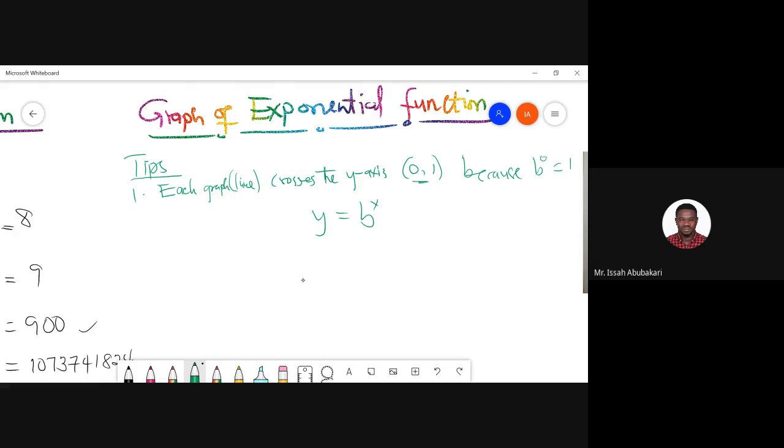If any number to the power 0, then the answer will be 1. So if b exponent 0, the answer is going to be what? 1. The exponent of any number to the 0 is what? 1. So y will be equal to 1. That's why we are saying that each graph that you plot under an exponential function will pass through the point (0, 1). Is that okay?